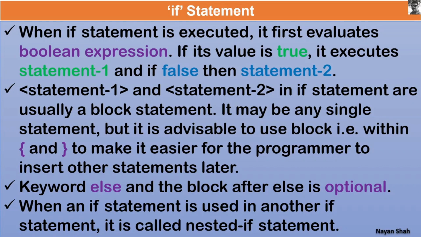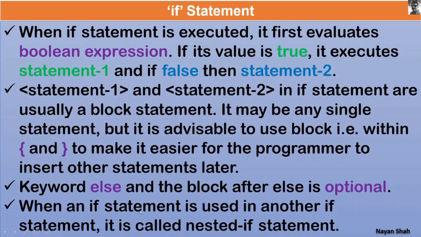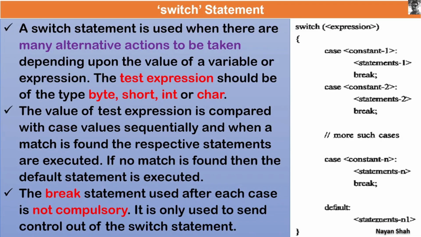The keyword else and the block after else are optional. So this part is optional. It may happen sometimes that when the condition is true, we want to do something, but we don't want to do anything when the condition is false. So you can avoid writing else and the block after else. When an if statement is used within another if statement, it is called a nested if statement. So a nested if statement is the one where an if is written within another if.